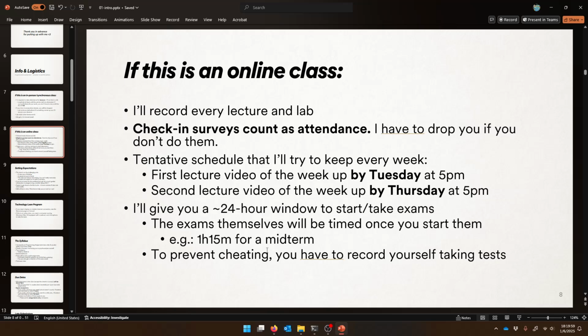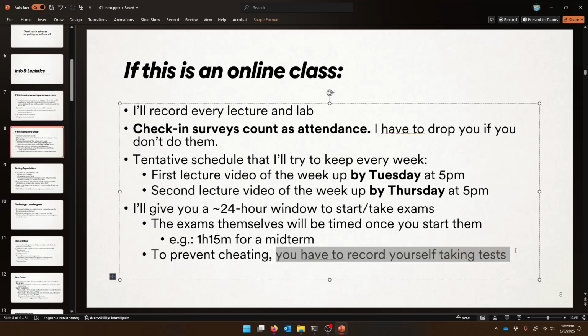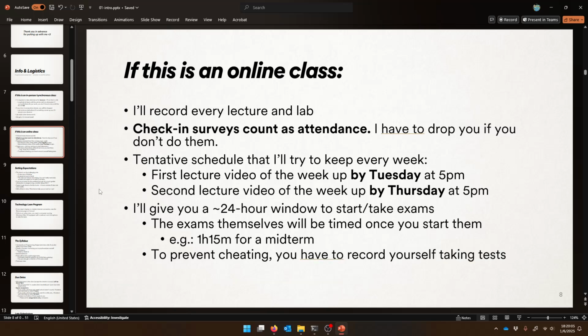I'm also going to force you to record yourself as you take the tests, just to prevent cheating, because sadly you can cheat very easily by using ChatGPT. So this is a way to keep you from doing that. So definitely read the syllabus. I have some strongly worded rules about both cheating and exams.